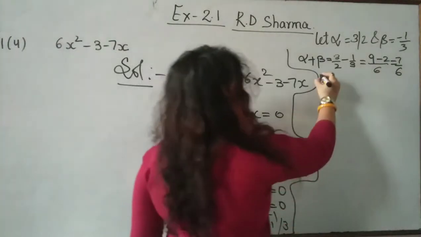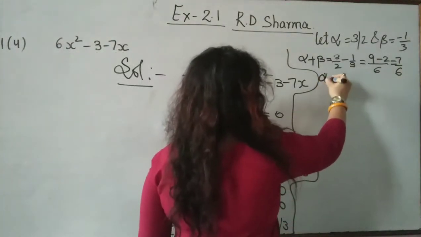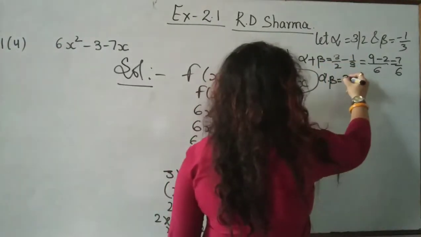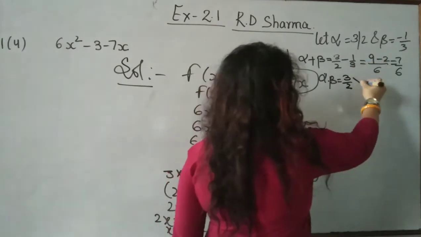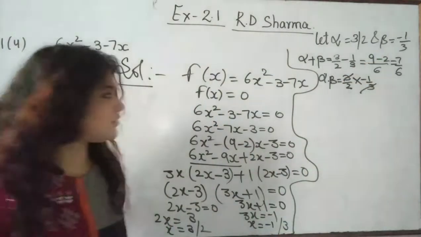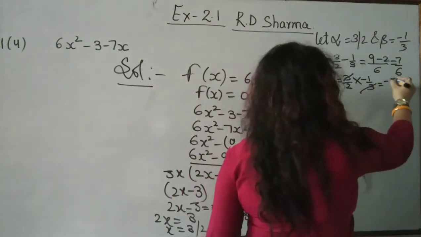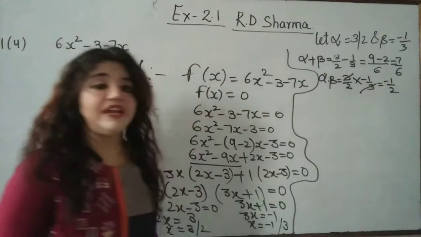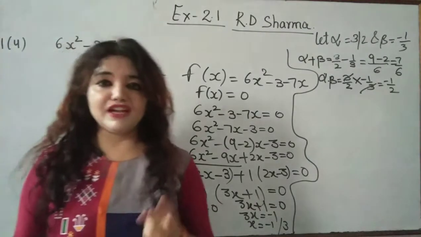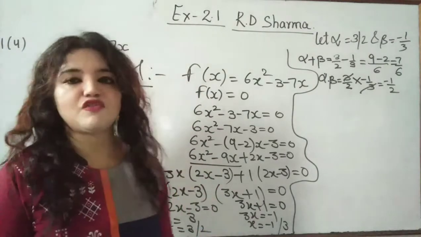Okay, and alpha into beta. Alpha is 3 by 2 and beta is minus 1 by 3. 3 and 3 cancel out. So what is left? Minus 1 by 2. So we have calculated alpha plus beta and alpha into beta. And now we will check something in terms of coefficients.